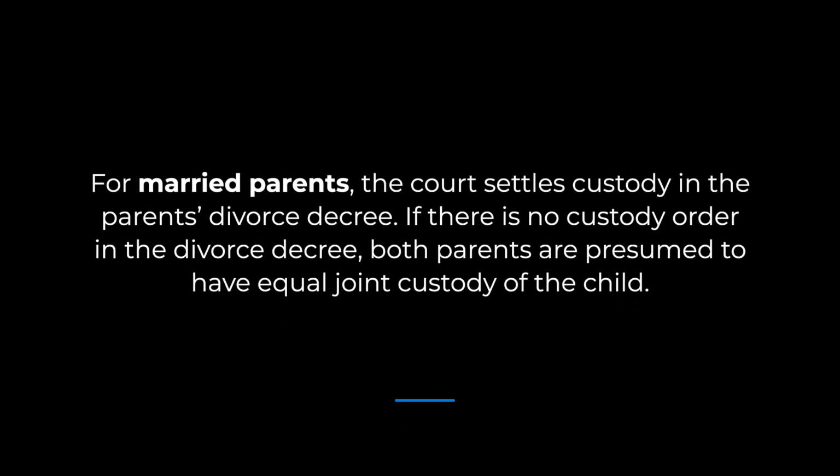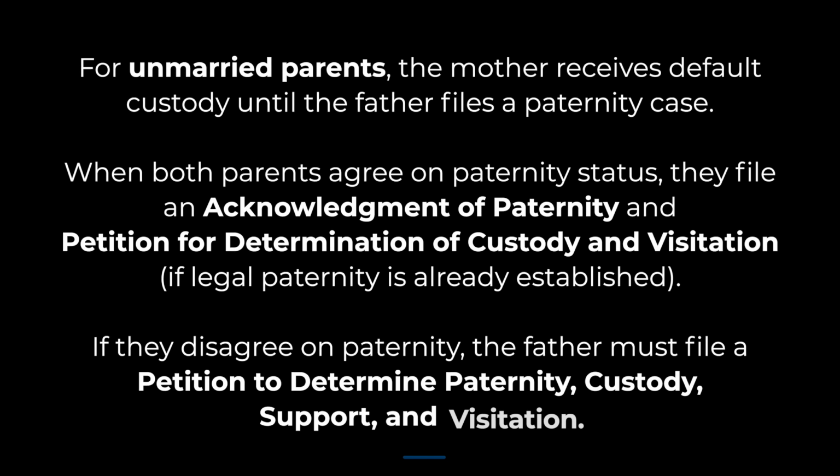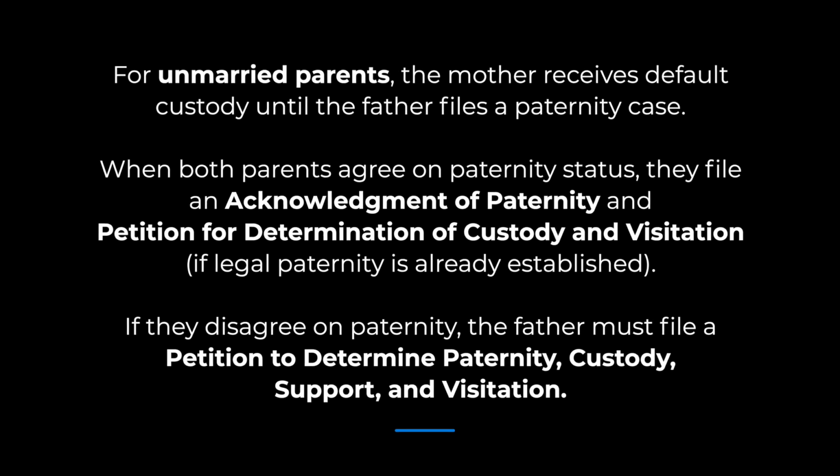For married parents, the court settles custody in the parent's divorce decree. If there is no custody order in the divorce decree, both parents are presumed to have equal joint custody of the child. For unmarried parents, the mother receives default custody until the father files a paternity case. When both parents agree on a paternity status, they file an acknowledgement of paternity and petition for determination of custody and visitation, if legal paternity is already established. If they disagree on paternity, the father must file a petition to determine paternity, custody, support, and visitation.